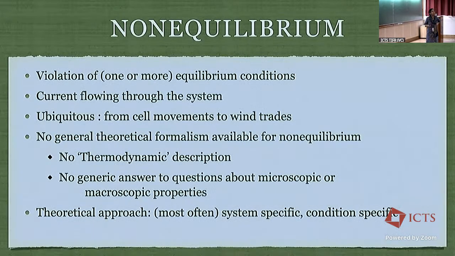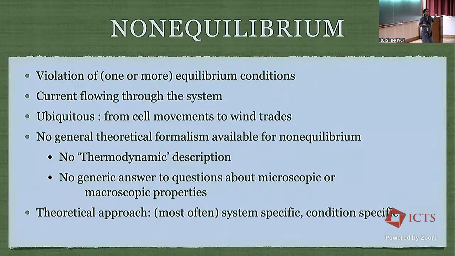Things become more difficult, and also more interesting, when we go out of the realm of equilibrium. Whenever one or more of the conditions of equilibrium are violated, we end up with non-equilibrium systems. Typically, they carry some kind of current. It can be a probability current, it can be an energy current. These non-equilibrium systems are also ubiquitous. Most of the processes we see around us are non-equilibrium, from cell movements within our body to winds around the earth.